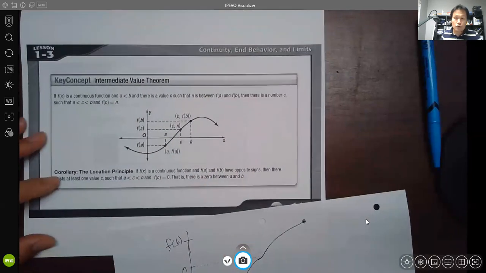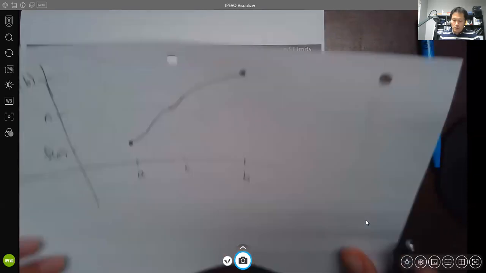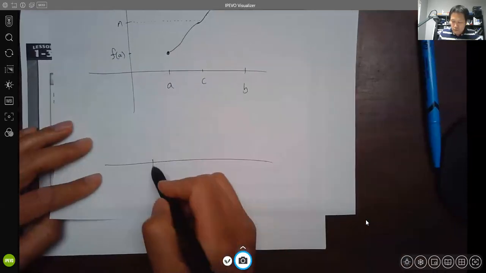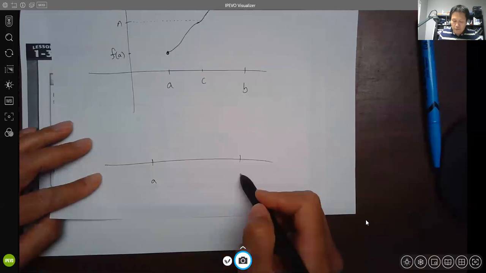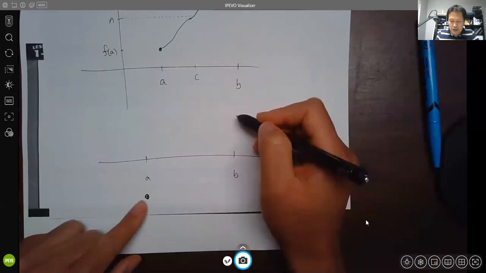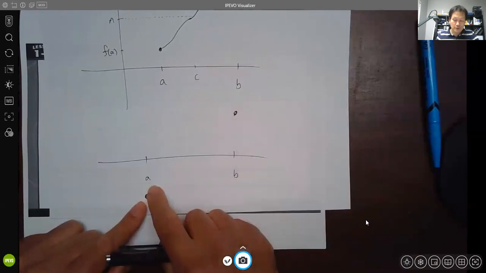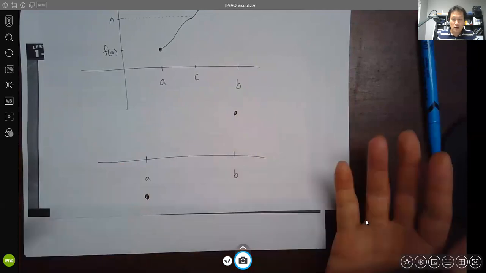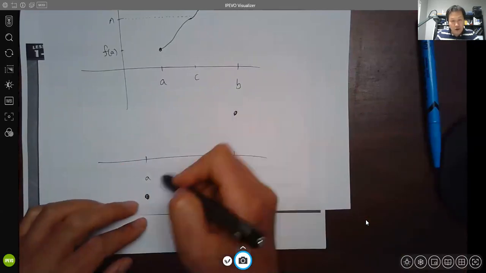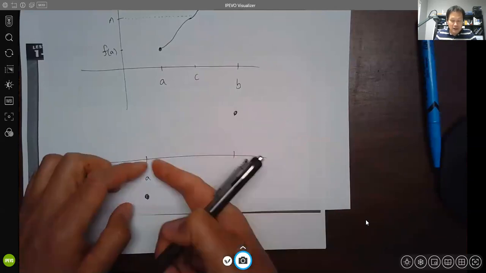The corollary to that is even easier. They are saying if the function value for a is negative and the function value of b is positive, then there's gotta be a 0, which means an x-intercept somewhere between. Somehow you have to connect these two points. To do so, you have to cross the x-axis somewhere between.